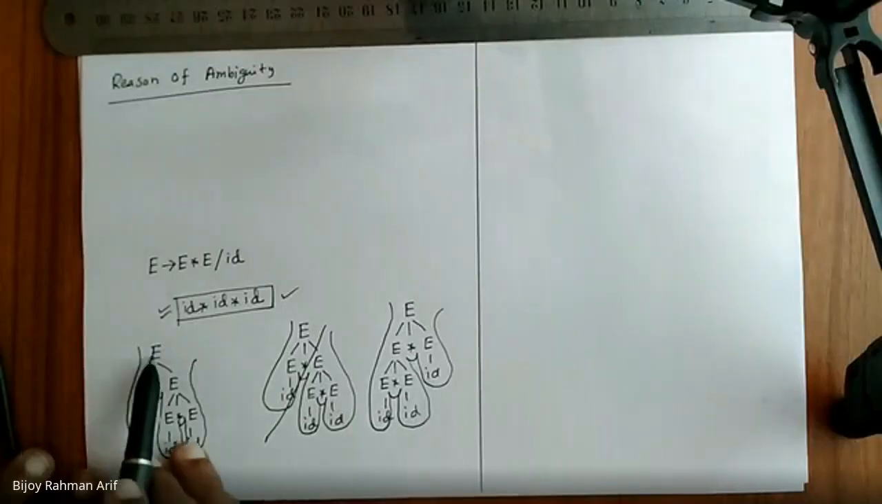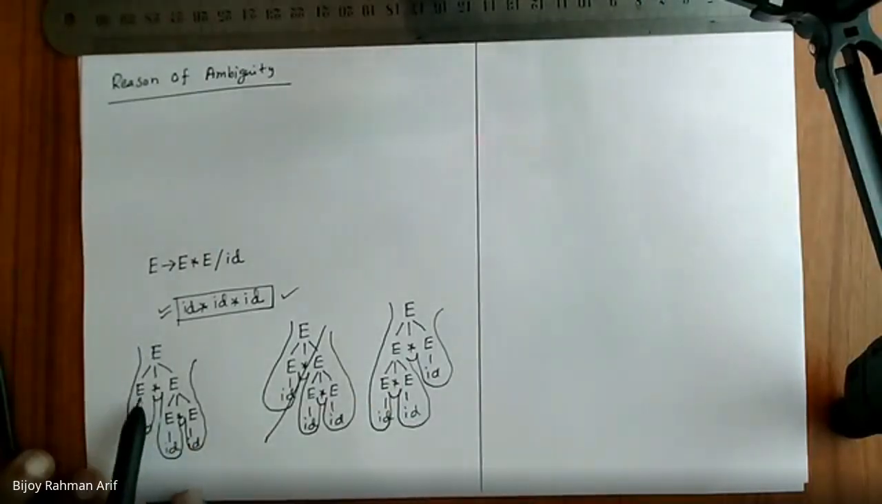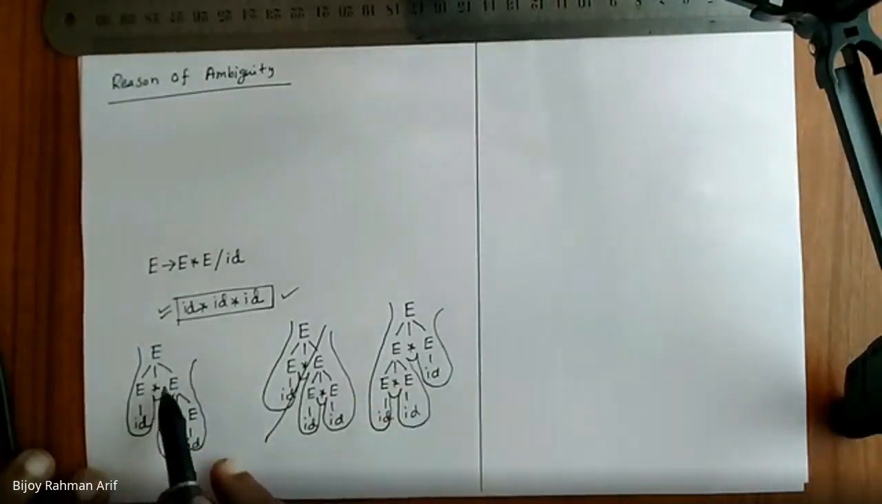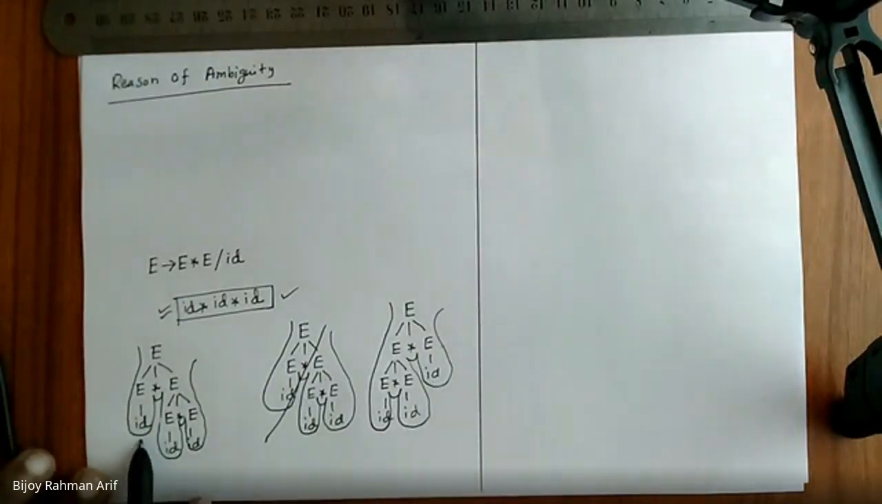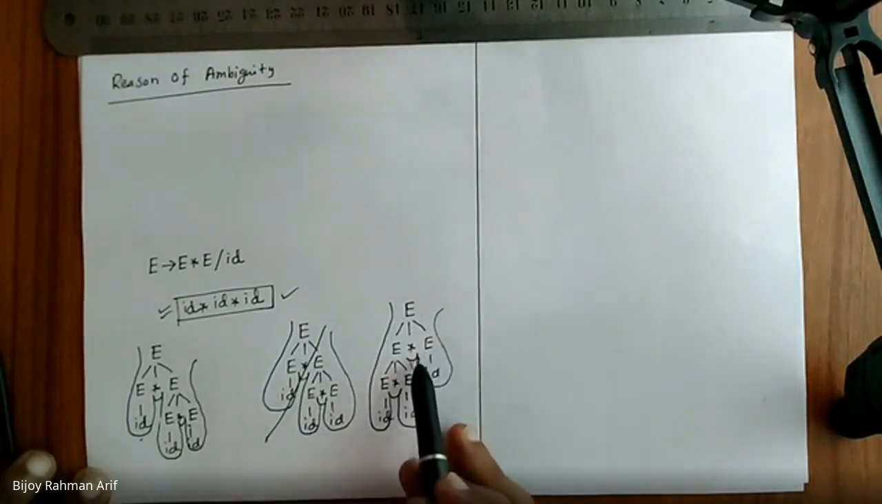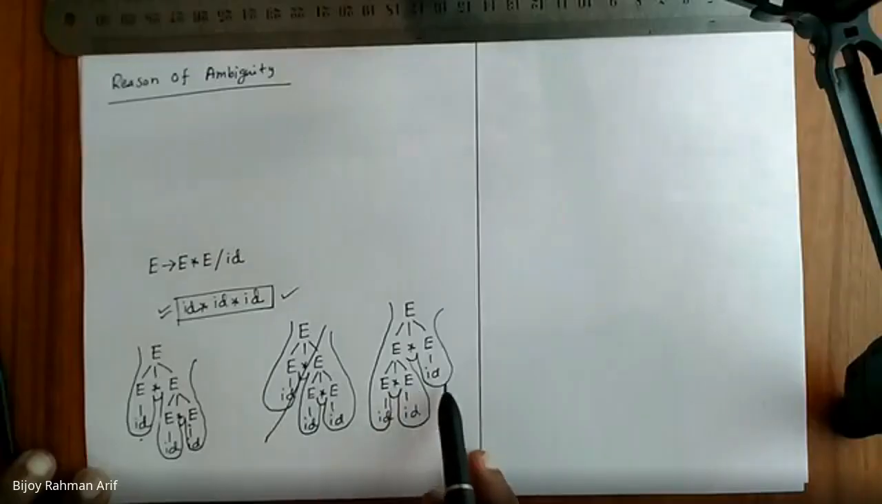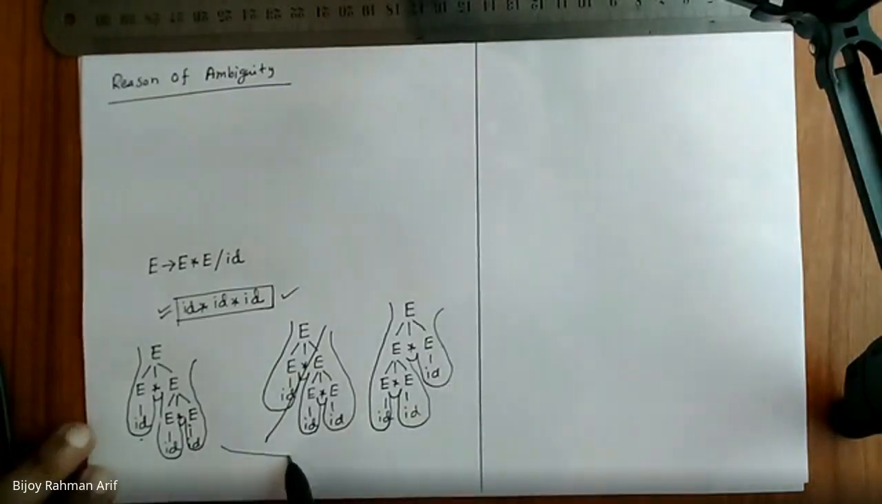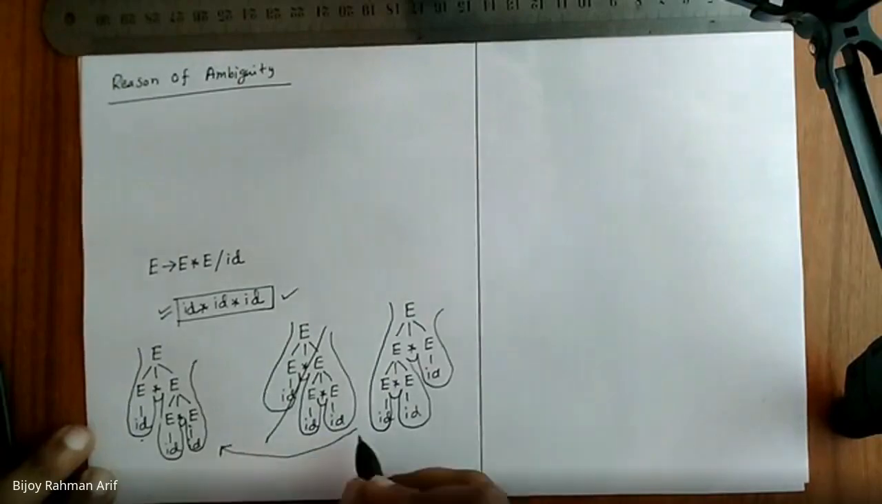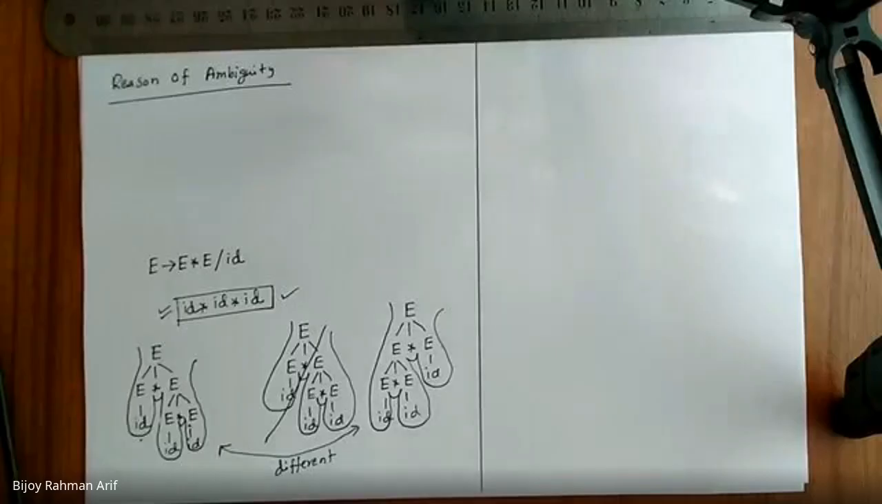Start from the start symbol. E, same. Then the second layer is the same. In the third layer, on the left side there is the ID, and on the right side there is E star E. On the other hand, here on the left side there is E star E, and on the right side there is ID. So they must be different, right? They are different. So of course this grammar is ambiguous.